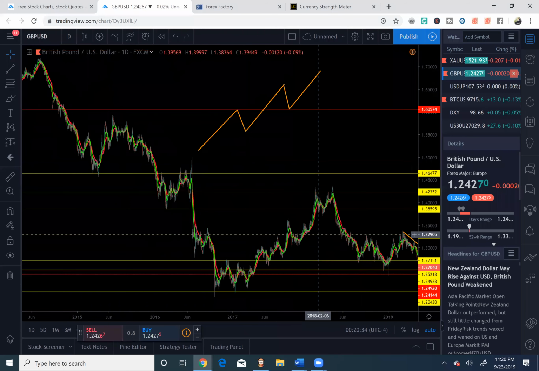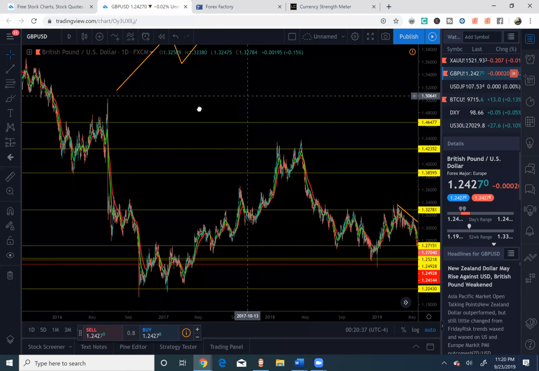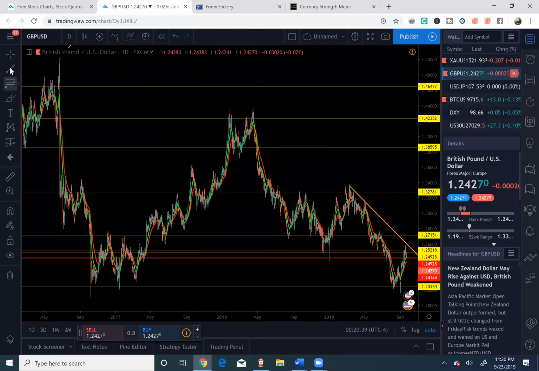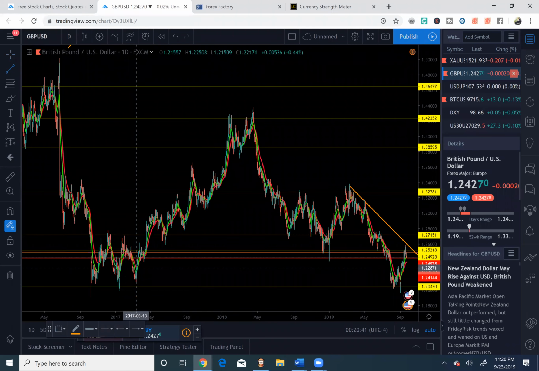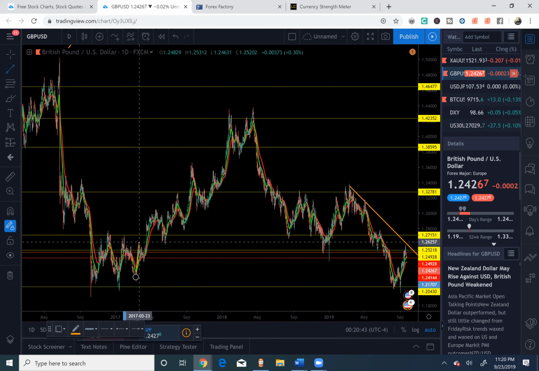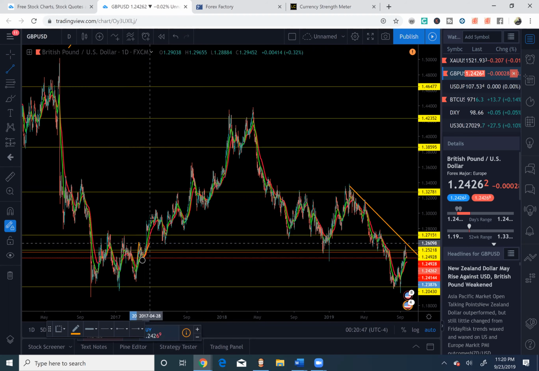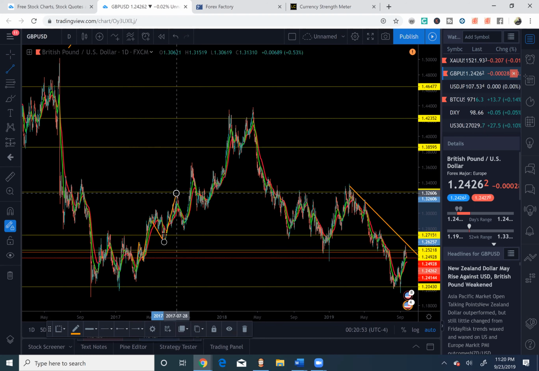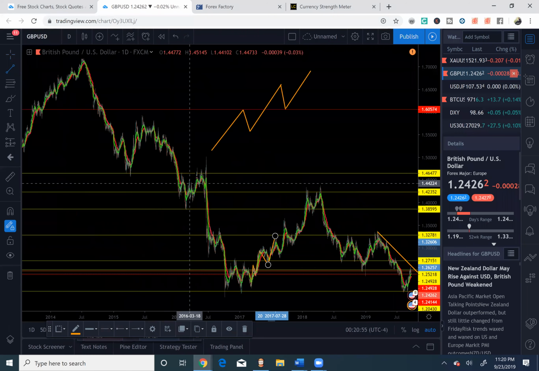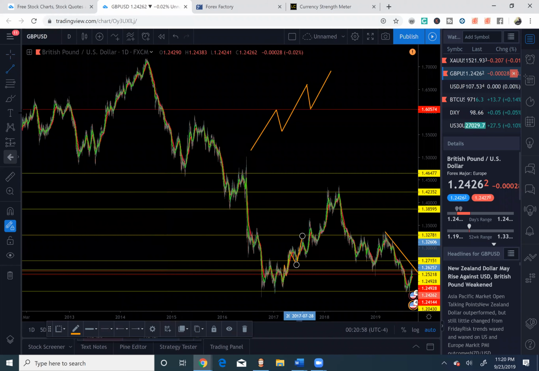So where do we see that on the charts? We see it right here. Up, down, up, down, up. Okay. And same thing for a downtrend.